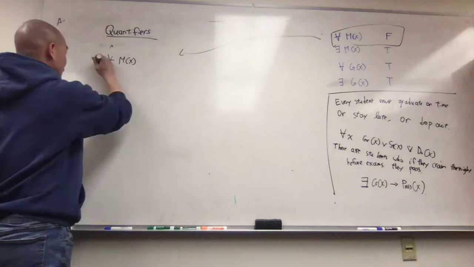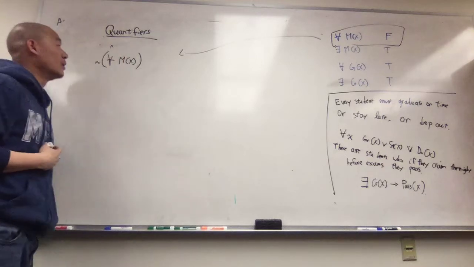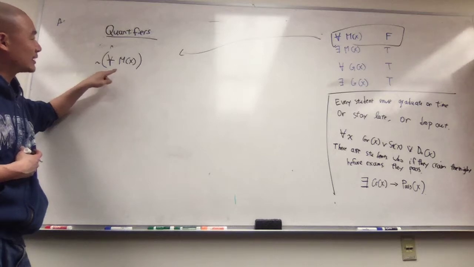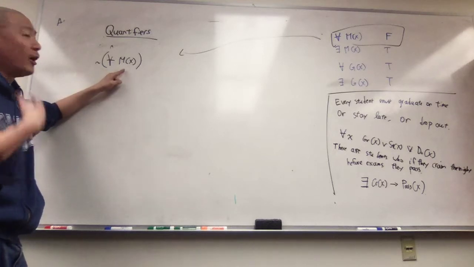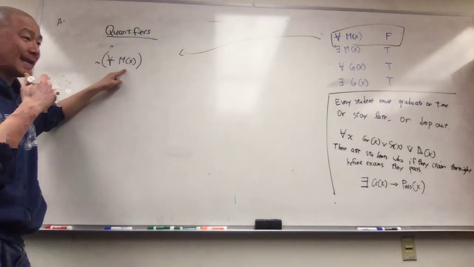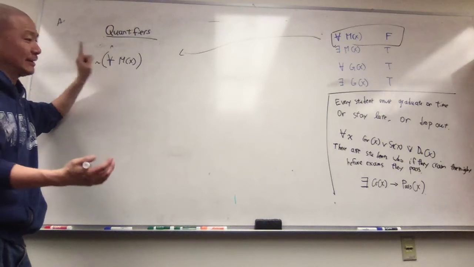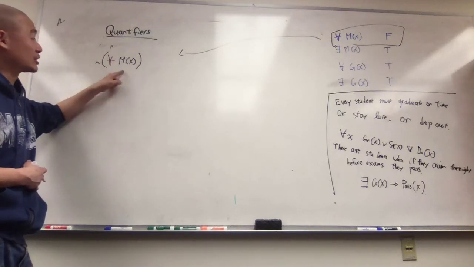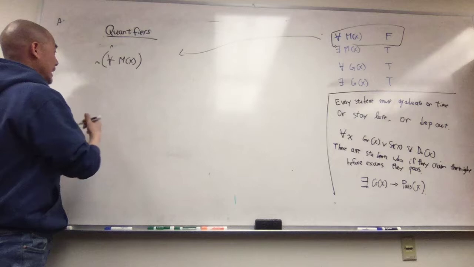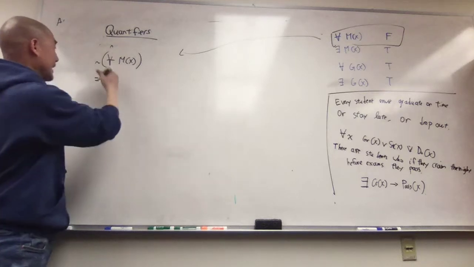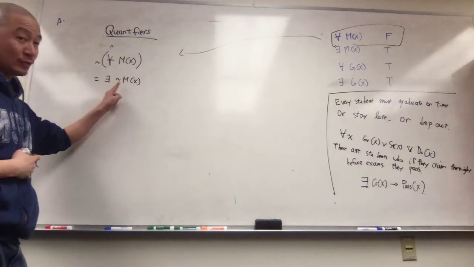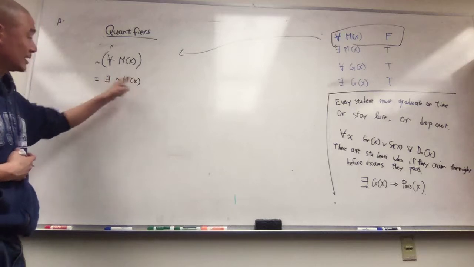Well, if I were to say that every student is taking a math class this semester, all that needs to happen to make that false is for there to be any student who's not taking math, right? If you say something happens to everyone, then as long as someone's not doing that, then it's not true. So the for all m of x becomes, when I negate it, there exists not m of x, there is at least one student not taking math.